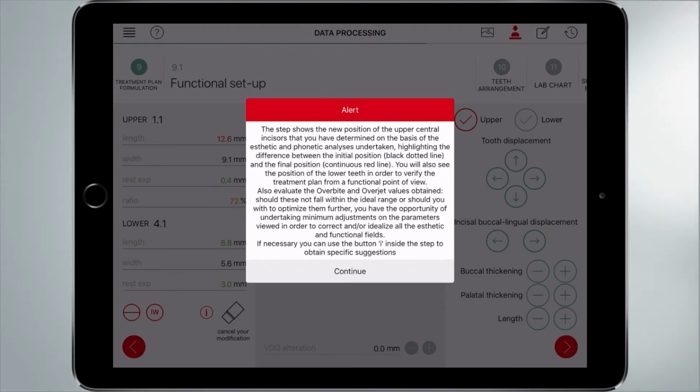That's a very important step. Why? Because this step shows you the new position of the upper central incisor that we have determined on the basis of the static, phonetic, and functional analysis. And we can highlight the difference between the initial position with the black dotted line and the final one with the continuous red line. But at this point, you can also modify all the values.